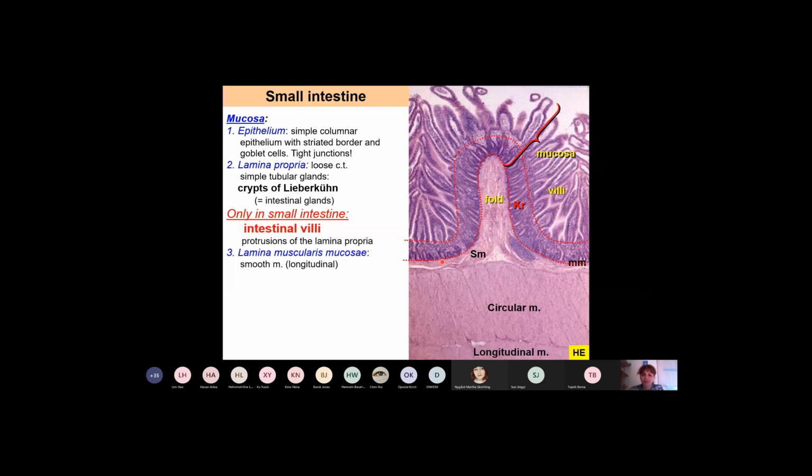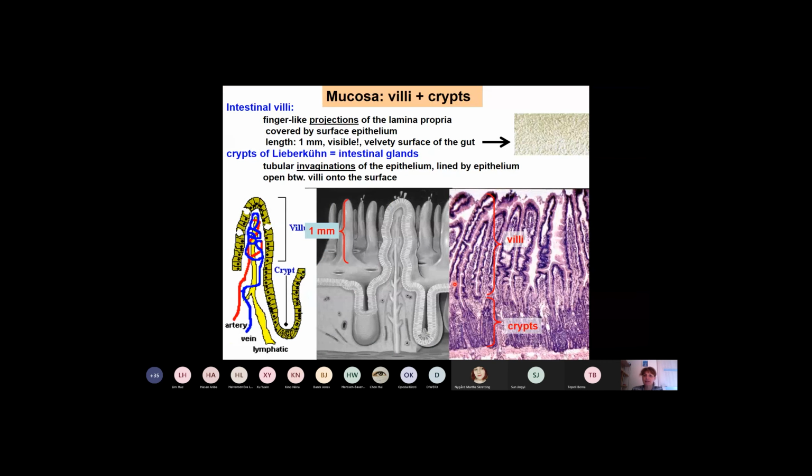Okay, so this red dotted line represents the muscularis mucosae, and as you can see, the submucosa also forms projections. These are called folds. Without the muscle layer, we won't speak anymore in detail, and serosa or adventitia is not visible. But let's speak about the mucosa a little bit in detail, and here you can see again these intestinal villi.